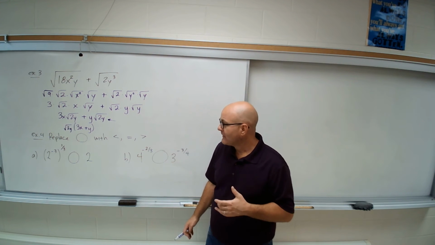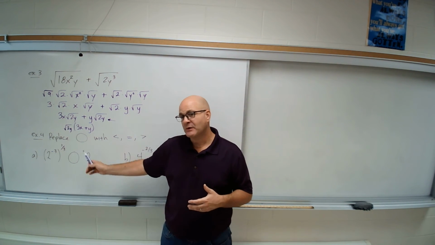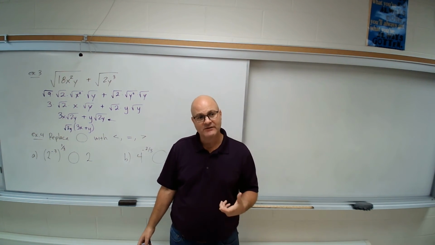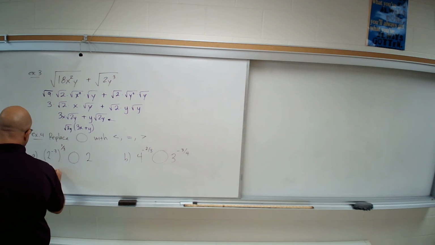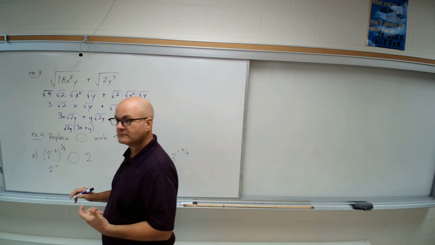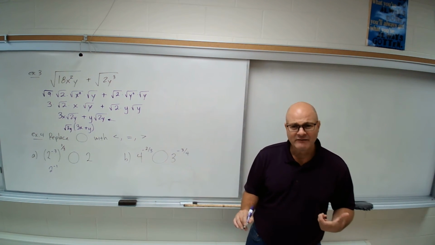So here, you have a base to a power raised to another power. So what do we do with those exponents there? Multiply. And that would give us 2 to the negative 1 power. Okay. How do we get rid of a negative exponent?